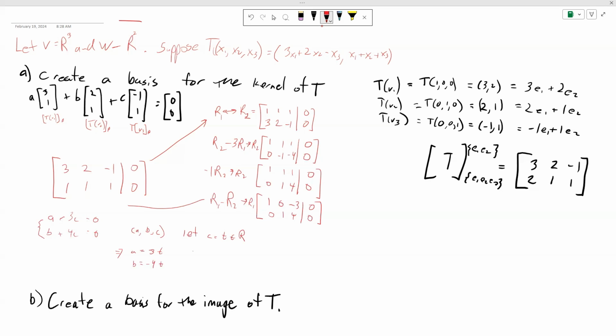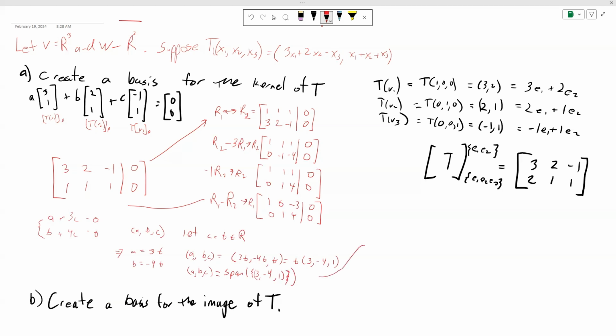So A, B, C equals 3T, minus 4T, T, which equals T times the vector 3, minus 4, 1, or the vector A, B, C equals the span of the vector 3, minus 4, 1. So that's the solution to this system of equations.